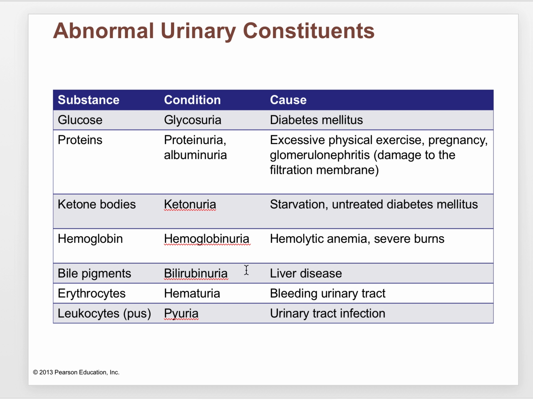bilirubinuria. In liver disease, you have bile. It gets backed up in the bloodstream and that gets filtered out into the urine. So if there's a lot of bile in the urine, the bilirubinuria is.